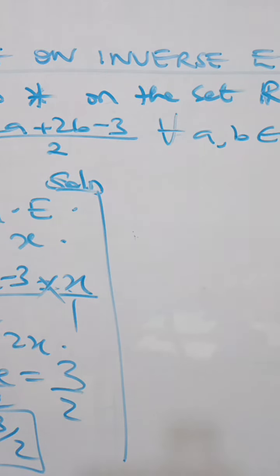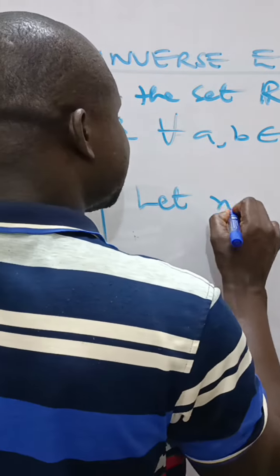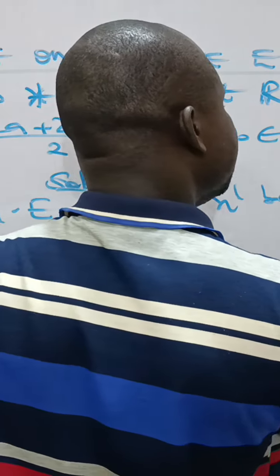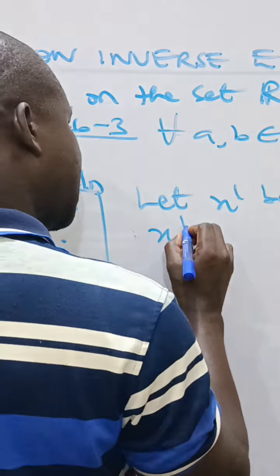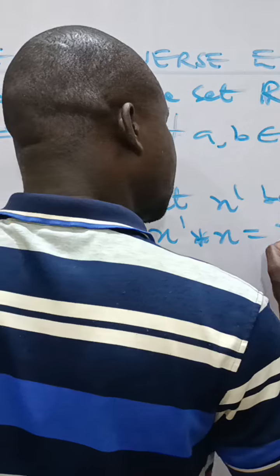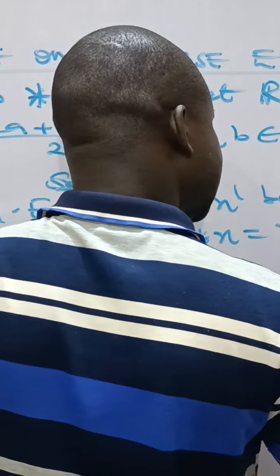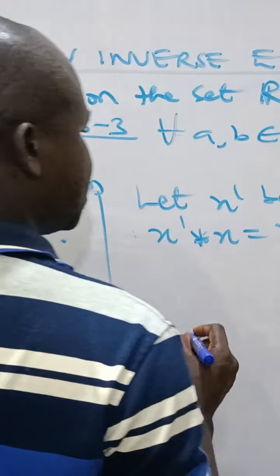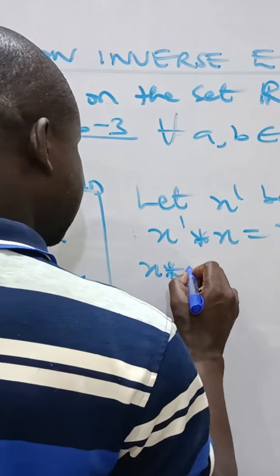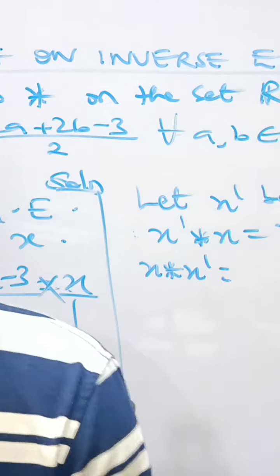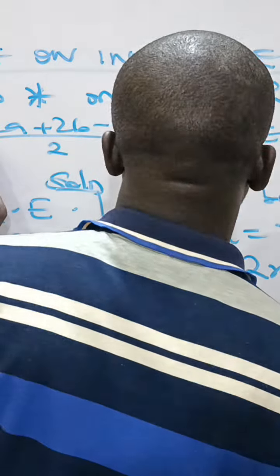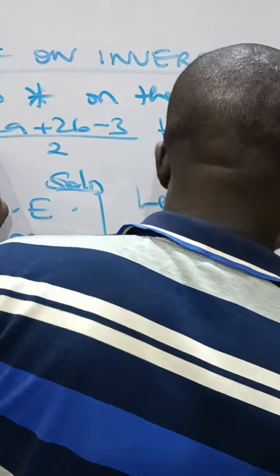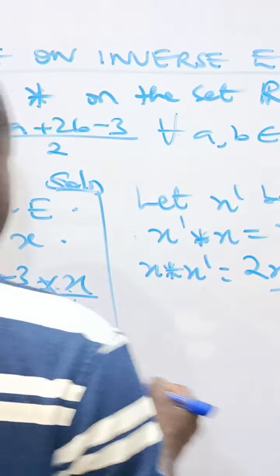Now that we know the identity element, we can go ahead and find the inverse. We can say that let x prime be the inverse of x, so that x prime asterisk x is equal to x asterisk x prime is equal to the identity. So x asterisk x prime will give us, when we use that notation, (2x plus 2x prime minus 3) all over 2 equal to the identity element e, and e is the same thing as 3 over 2.